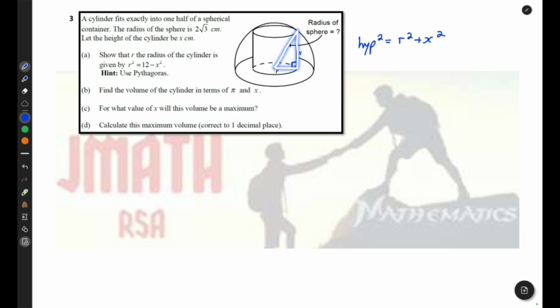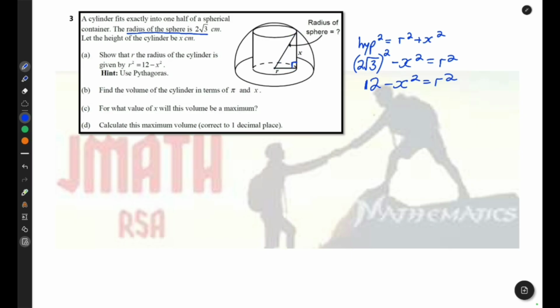But it is in the question. The radius of the sphere is 2 root 3. And even though it's the hypotenuse in that triangle that we are busy with, it's actually the radius of the sphere that we're working out. So I can put a 2 root 3 squared there. They want me to get r alone, so I'm just going to move x to that side. And therefore, if I square this, it would give me 12 minus x squared is equal to r squared.